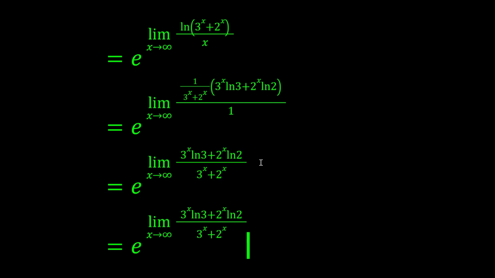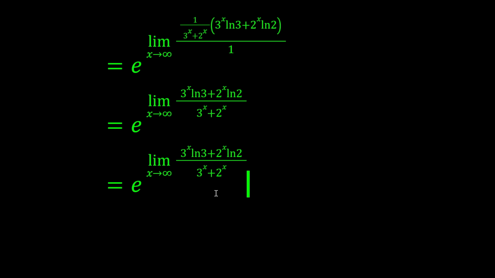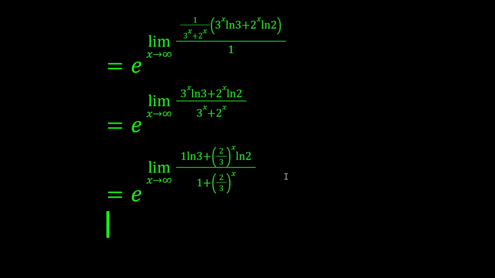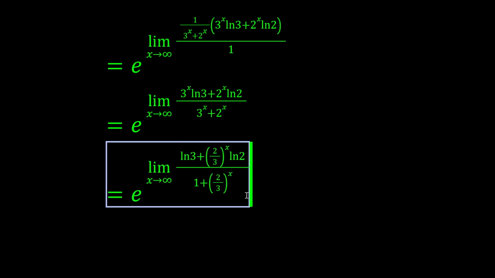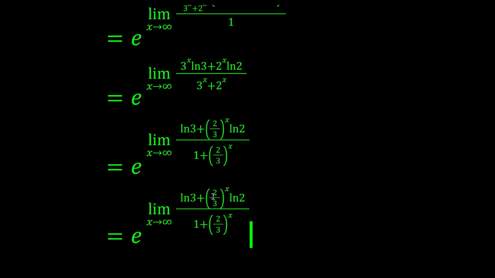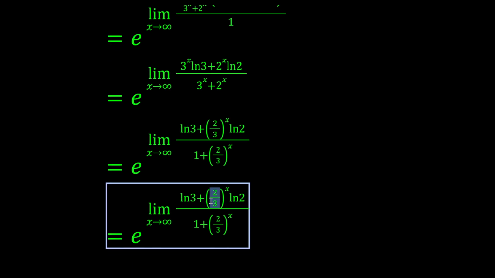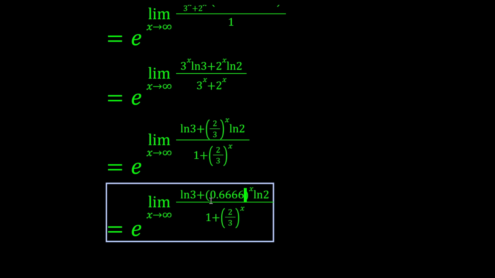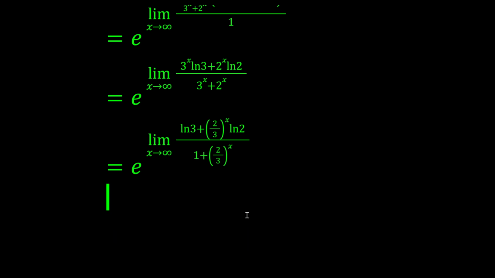Now we need to deal with this limit. Maybe we just look at the fastest growing term, which is 3 to the x. It'll probably just be log 3, but let's just divide by 3 to the x to make sure. Okay, so if you divide by 3 to the x, you get this. Okay, so the 2 on 3 is just less than 1, right? It's 0.66 recurring. And that's going to go to 0. Something less than 1 to the x as x goes to infinity would be 0.